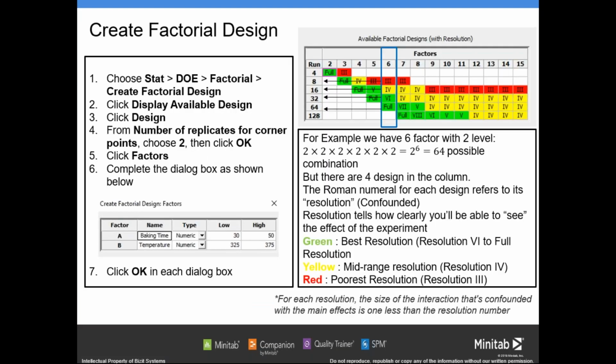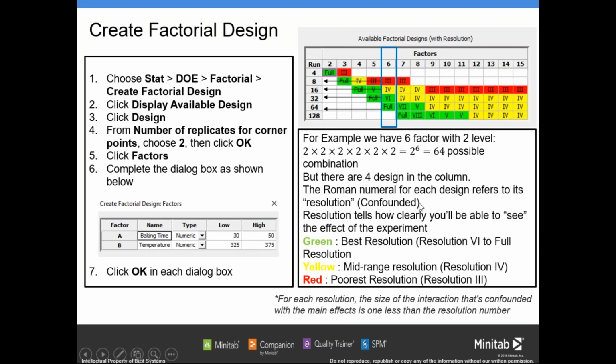So I go back to this one. For example, we have 6 factors and 2 levels, which gives 2 power of 6. The 2 refers to the levels and the 6 to the factors, meaning the possible combinations you need to run is 64. Let's say you take the full factorial design, then you need 64 runs without replication. If you have 2 replications, it is 64 times 2. But there are 4 designs in this column.